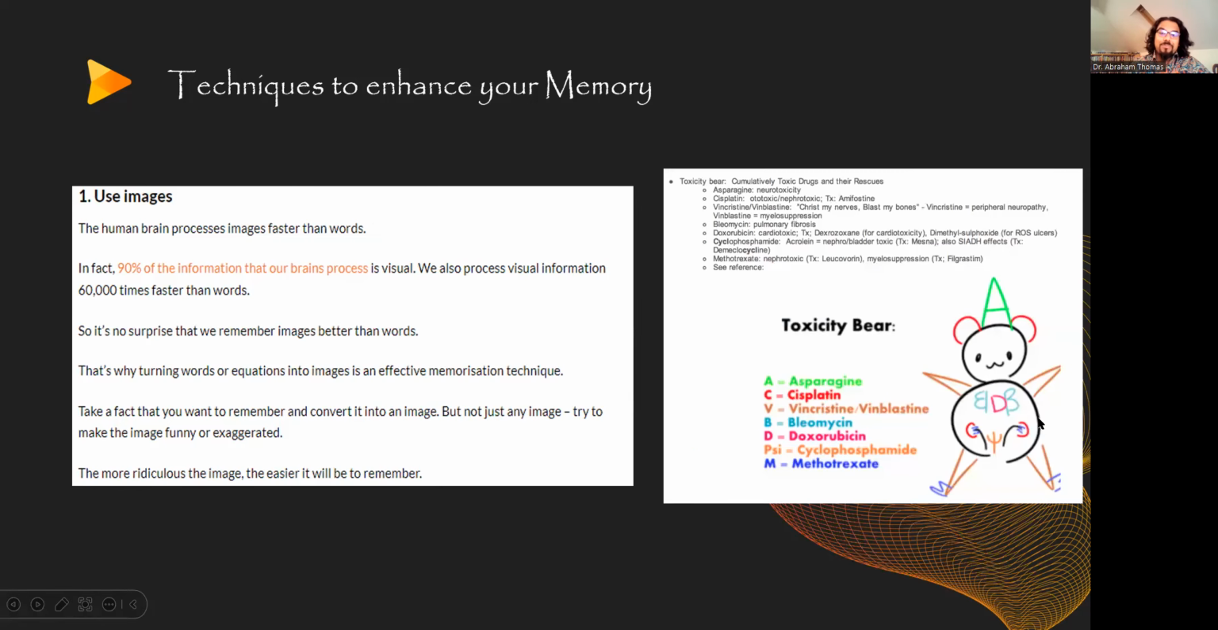Here we have another example that I had to learn for my exam, the toxicity bear, and something that's quite complicated to remember, all these drug side effects, but you can see how this artist has illustrated in different colors the different parts of the bear and its anatomy that's been affected by all of these drugs.